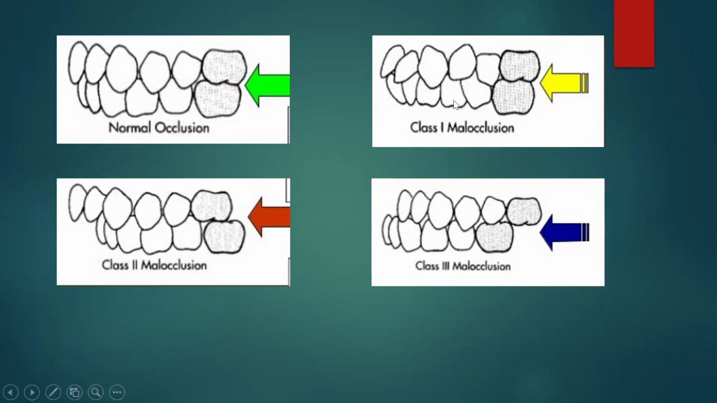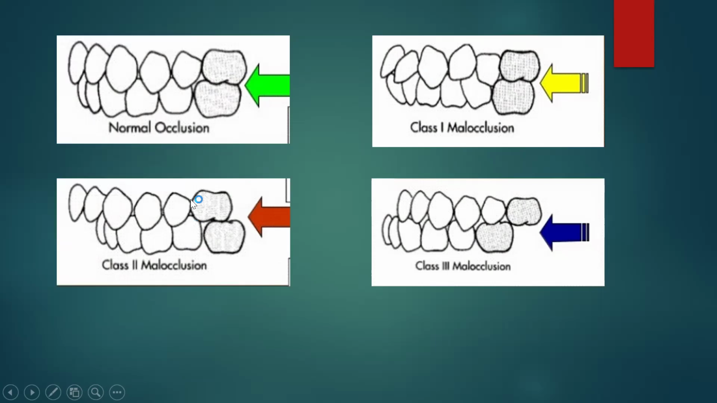In Class 1 malocclusion, the molar relation would be stable, that is, the mesiobuccal cusp of the upper first permanent molar will occlude with the buccal groove of the lower first permanent molar. There will be deviation in the line of occlusion, that is, there will be either spacing, crowding, or rotation of the teeth. That's the main difference between normal occlusion and Class 1 malocclusion.